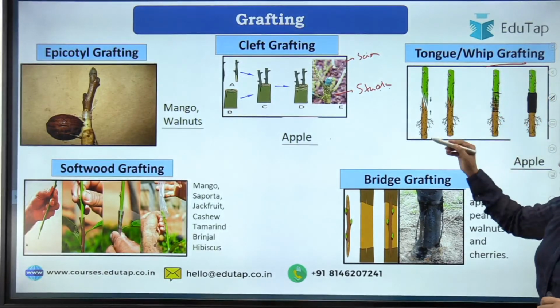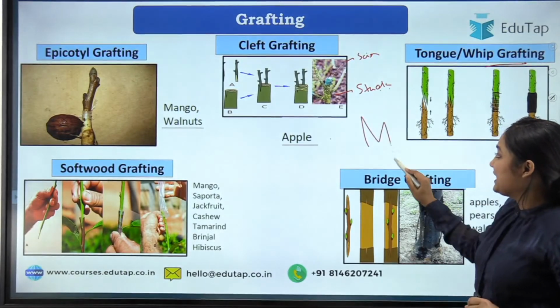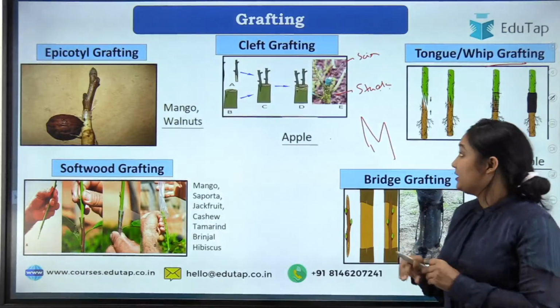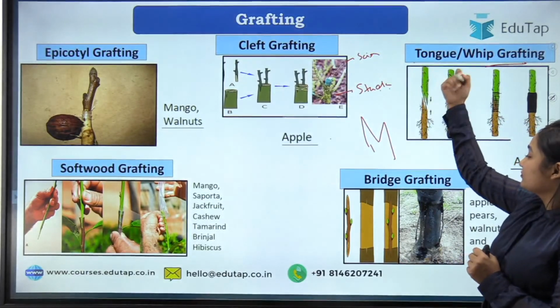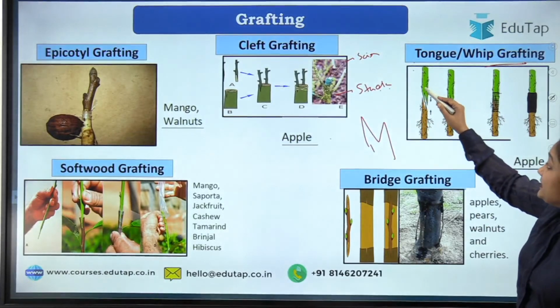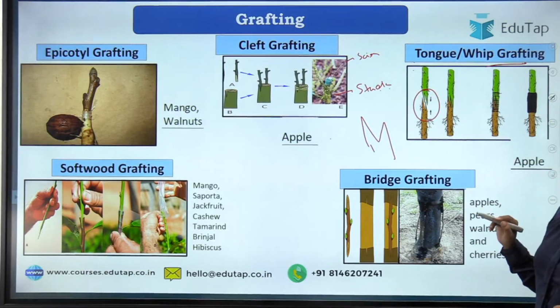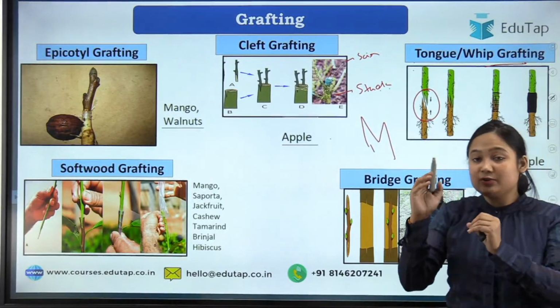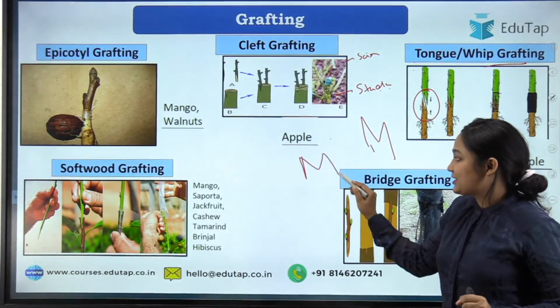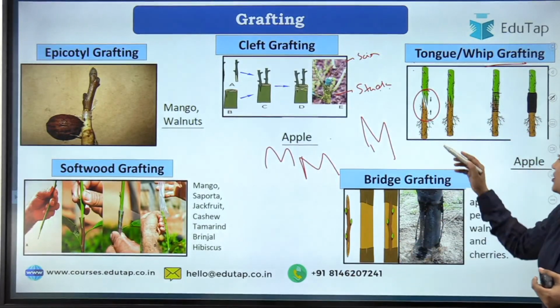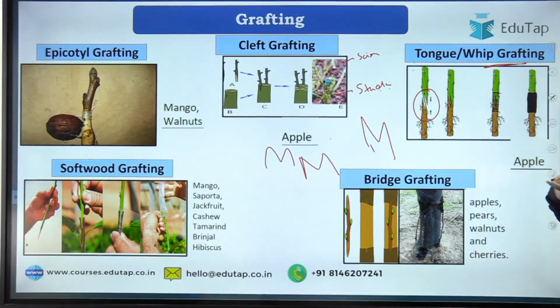What you are doing is making a Z-like or V-like structure, a claw-like structure. Just like claws, you make both the stock and the scion in a similar manner. Then you interlock these two structures, and it will fit quite well. They will lock each other. You are making a Z-like structure. So invert the scion and put it in the stock. This will be the tongue or whip grafting, again done in the apple.